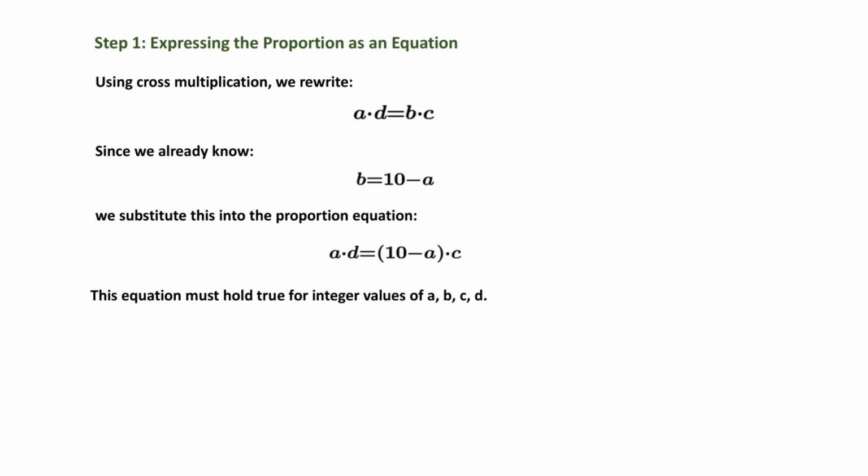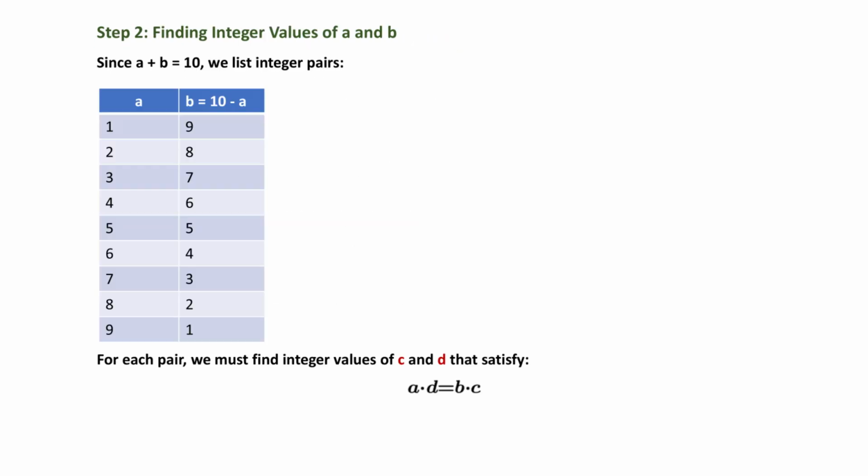To make this easier to solve, let's rewrite the proportion using cross multiplication. This means A times D is equal to B times C. Since we already know that A plus B equals 10, we can express B in terms of A. B equals 10 minus A. Substituting this into our proportion equation, we get A times D equals (10 minus A) times C. Now, we need to find integer values that satisfy this equation.